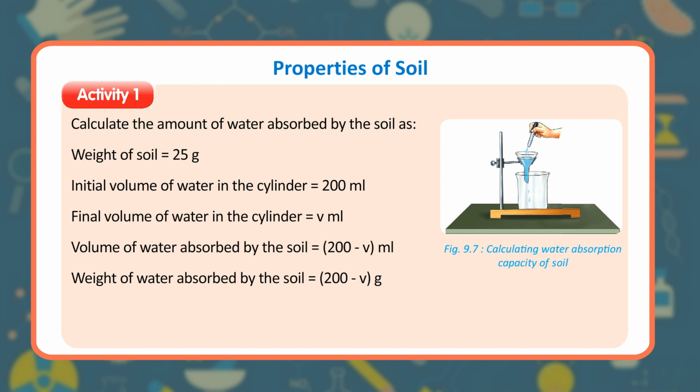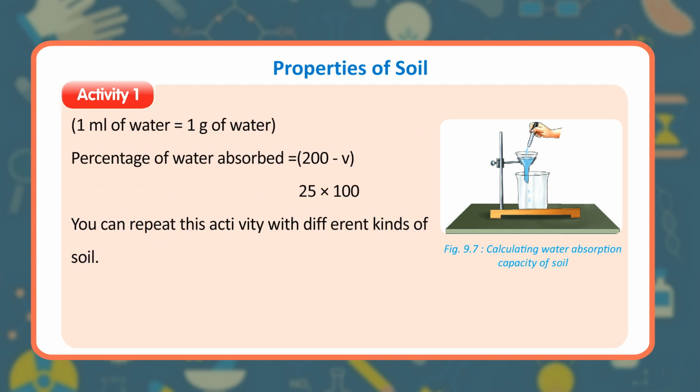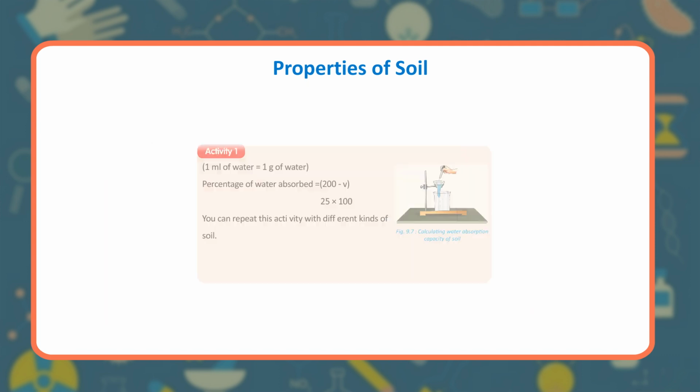Volume of water absorbed by the soil equals (200 - V) mL. Weight of water absorbed by the soil equals (200 - V) g. 1 milliliter of water equals 1 gram of water. Percentage of water absorbed equals (200 - V) / 25 times 100. You can repeat this activity with different kinds of soil.